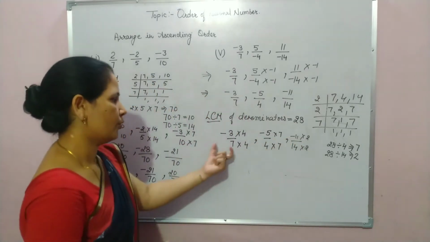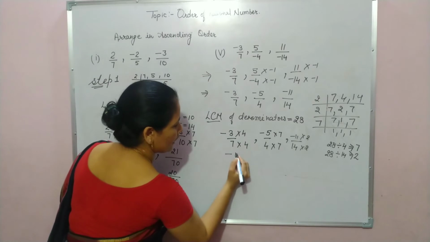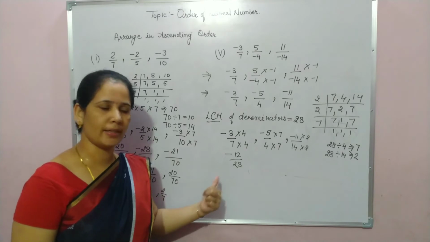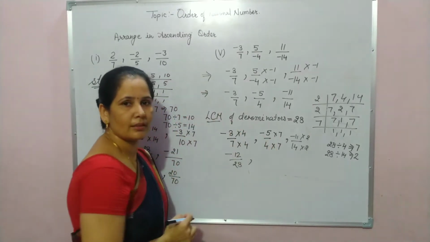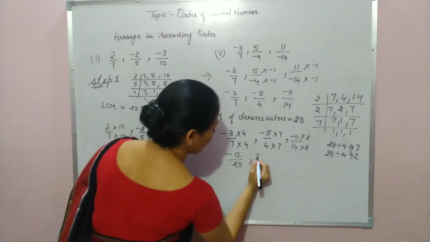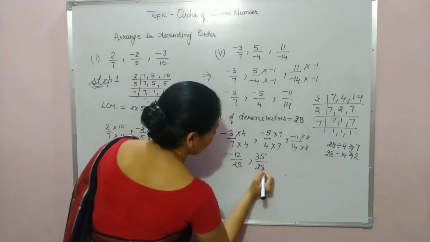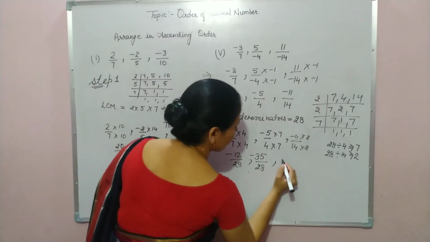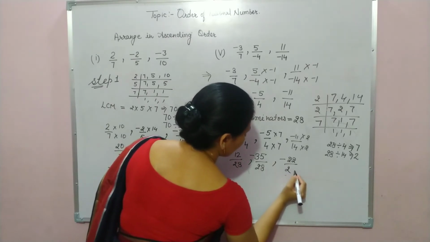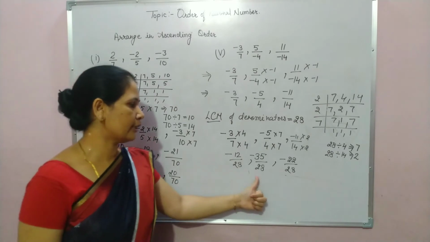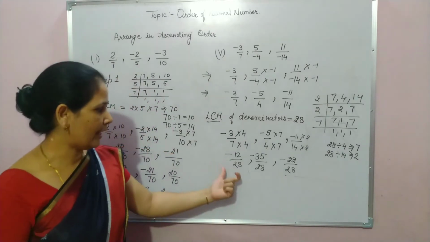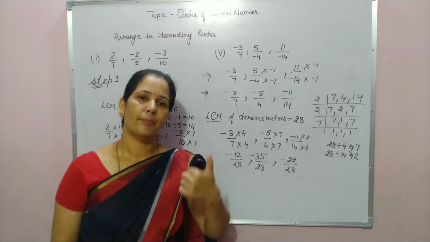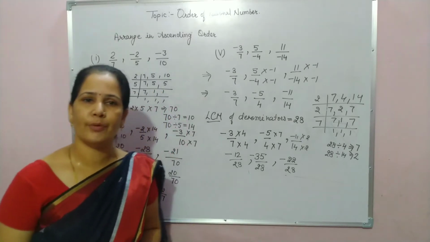Okay students? Now, 4 threes are 12, so first is minus 12 by 28. Then second, 7 fives are 35, so minus 35 by 28. Then 11 twos are 22, so we write here minus 22 by 28. Now students, you observe all the denominators are equal. So it's very easy: whenever denominators are equal, you only have to observe their numerators, and a big numerator is a bigger number and a small numerator is a smaller number.